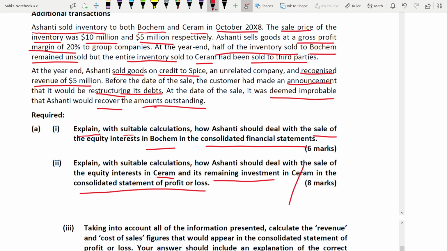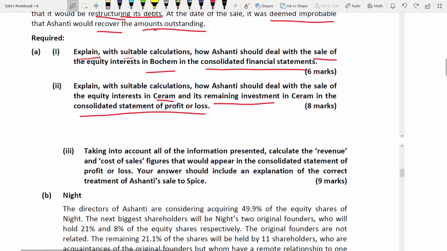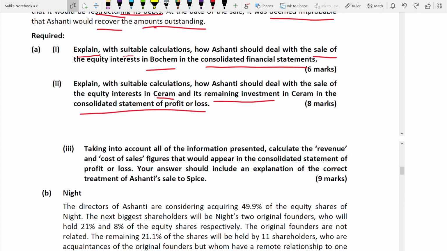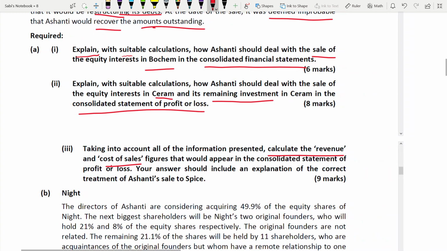What is the third requirement under part A? Taking into account all of the information presented, calculate the revenue and cost of sales figures that would have been in the consolidated statement of profit or loss. Yes, we know that revenue and cost of sales will go in the consolidated statement of profit or loss, so you have to calculate these two figures. Your answer should include an explanation of the correct treatment of Ashanti's sale to Spice, that is the unrelated company, for 9 marks.